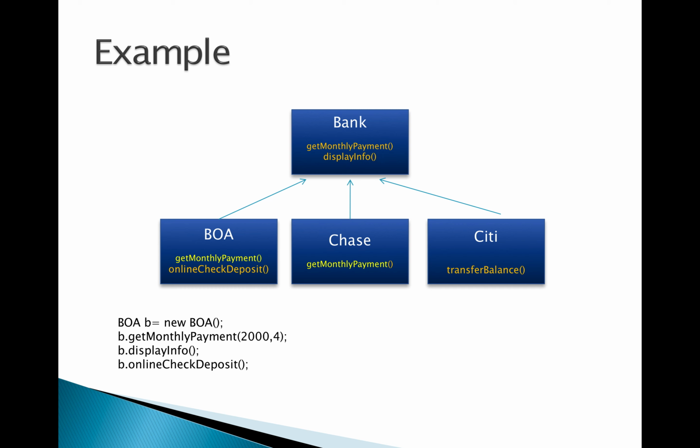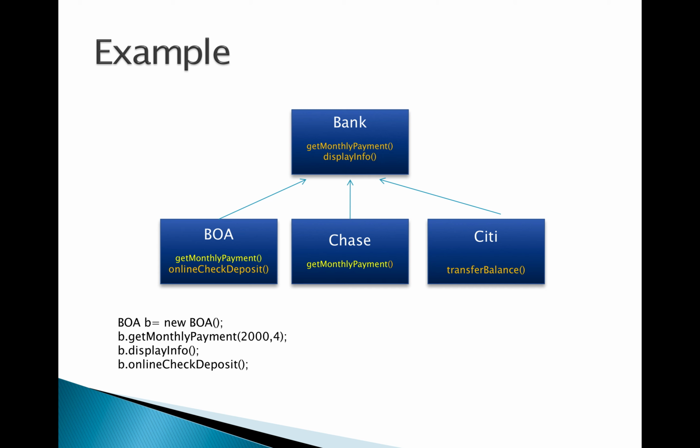And when you call b.displayInfo, what is going to happen? displayInfo is called on Bank of America, but there is no such method in Bank of America, so it gets it from the Bank. As you know, inheritance reuses the parent class methods. And when you call b.onlineCheckDeposit, it is a behavior only for Bank of America, so it calls the onlineCheckDeposit of the Bank of America class.